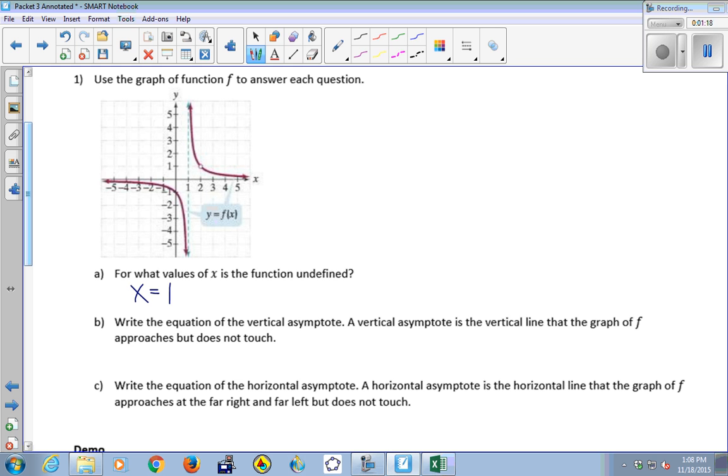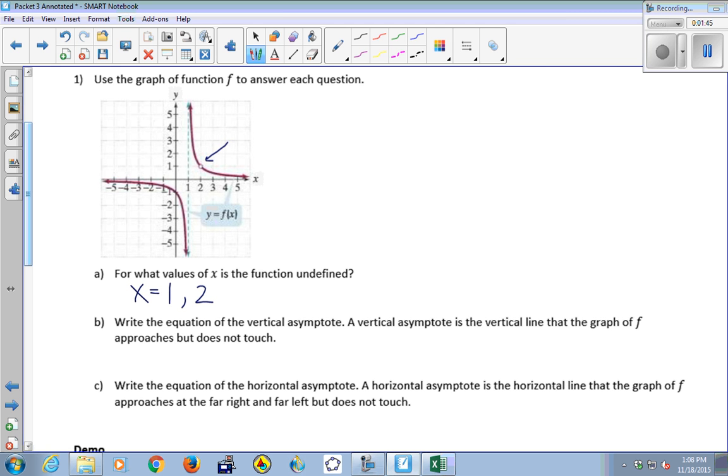X equals 1 is not, the function's not defined there. Anywhere else? 2, yeah. There's a hole in the graph right there at x equals 2. So there are 2 x values where this function is not defined, meaning there's no y value there. At x equals 1, there's no y value for the function. At x equals 2, there's no y value because there's a hole.